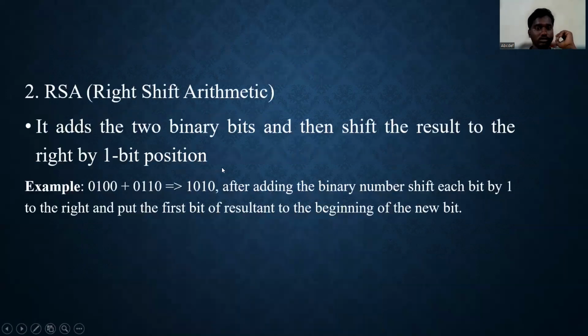And the second method is the right shift arithmetic method. It adds two binary numbers, then shifts the result to the right by 1 bit position. Example: if 1, 0, 0, 1, 1, 0, 0 plus 0, 1, 1, 0 is greater than or equal to 1, 0, 1, 0. After adding the binary numbers, shift each bit by 1 to the right, and put the first bit of the result at the beginning of the new bits.